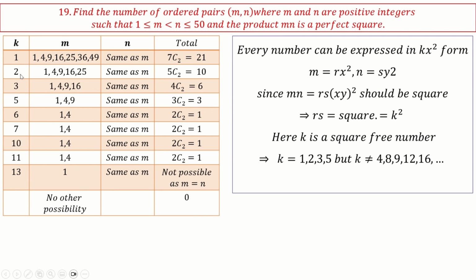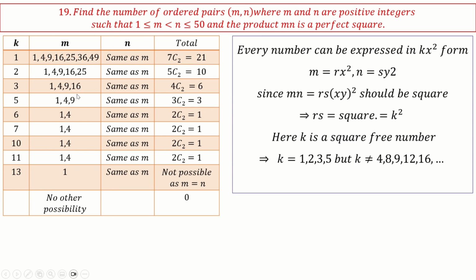If k equal to 2, then k square is 4, correct? Then my m can become 1, 4, 9, 16, and 25. Because 49 into 2 will become more than 50, so it is not a possible number. 25 is possible, 25 into 2 is 50. 50 is inclusive basically. m and n can be 50 actually, right? So n also can be the same. Now I have to pick 2 again, so 5C2 ways I can pick, which is 10.